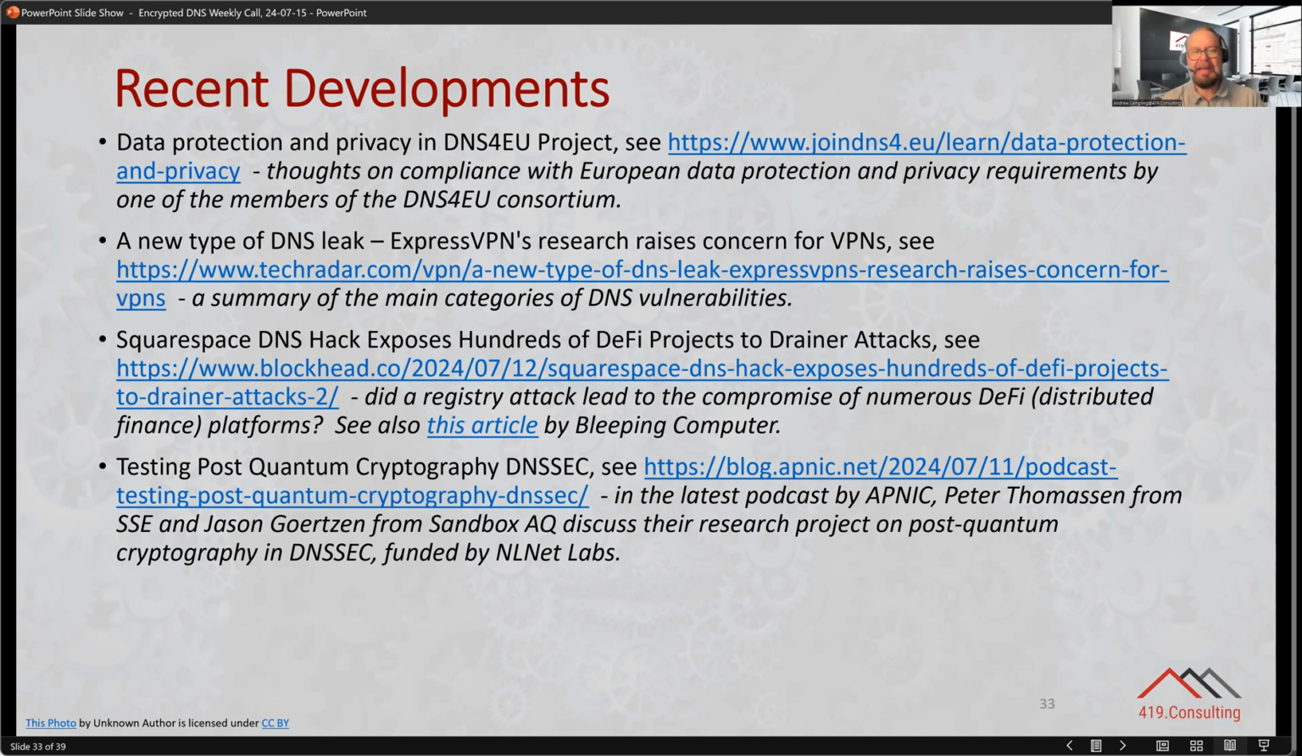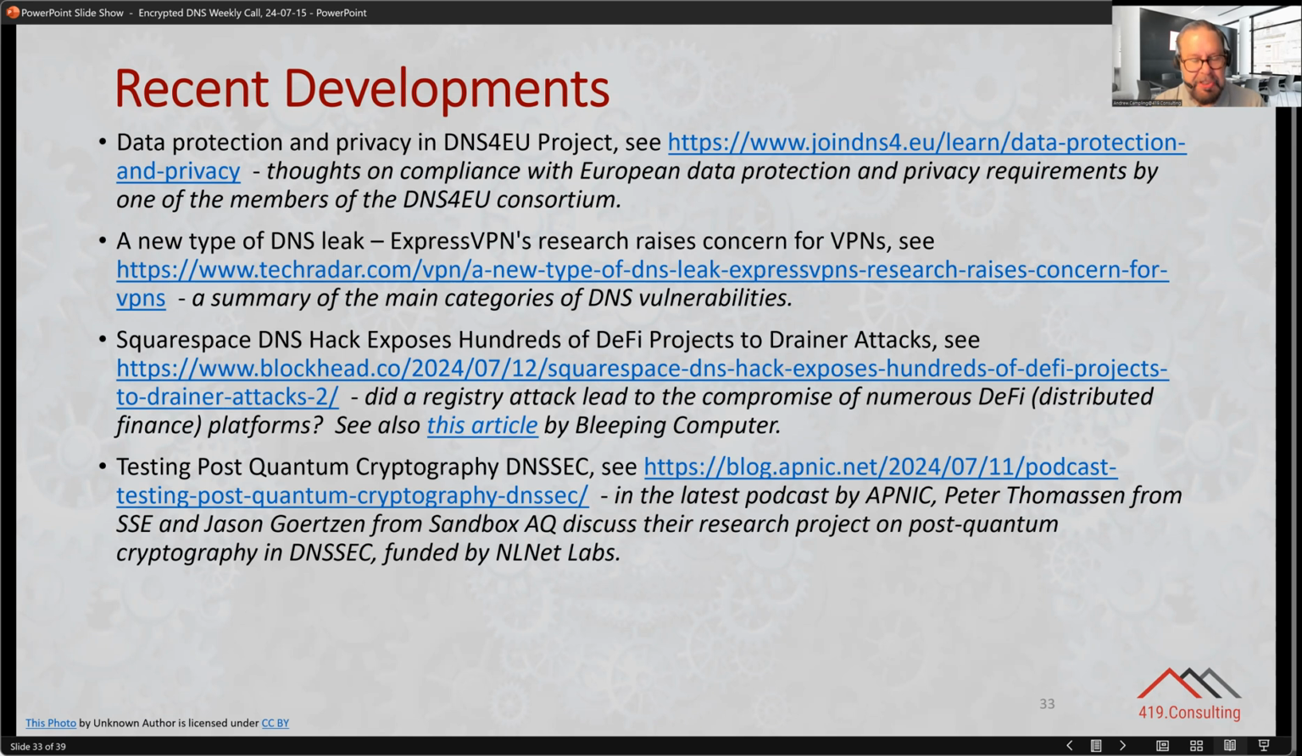There's one of the members of the DNS for EU consortium who put out their thoughts on data protection and privacy within the project. So that's looking at e-privacy, GDPR compliance, etc. And a reminder, DNS for EU is the project part funded by the European Commission to develop an open resolver that's owned and operated within the European Union. So part of digital sovereignty, I guess, among other things. So yeah, you may find that worth a look.